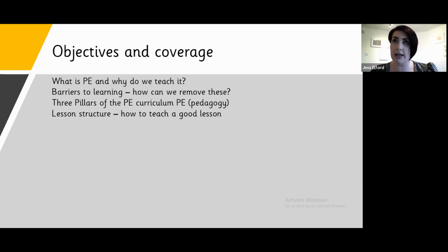Now, this lesson structure is what I can only describe as a fail-safe lesson structure that I've used before. And it allows you to use a skill, learn a new skill, refine the skill, and then evaluate towards the end. So it encompasses everything you need within the one PE lesson to ensure it's a good quality PE lesson and the children get the most out of it.